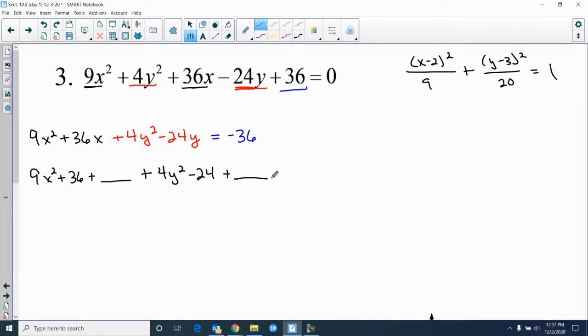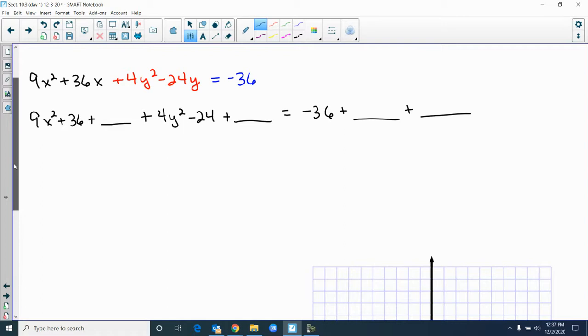But we need to add something. And now anything I add on the left-hand side, I got to add to the right-hand side. We talked about this before. When you're completing a square, you cannot have a coefficient. So we actually have to factor this 9 out, and it becomes x squared plus 4x plus, and then this is where we'll eventually add our constant.